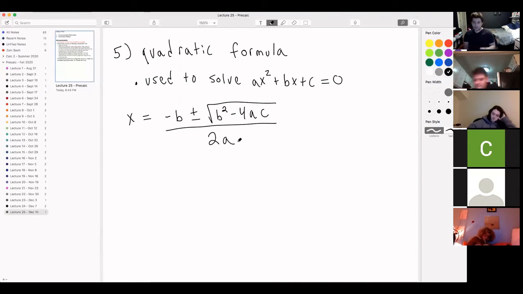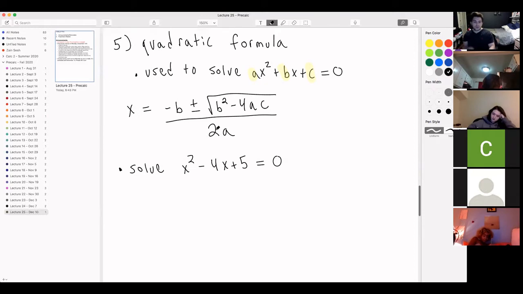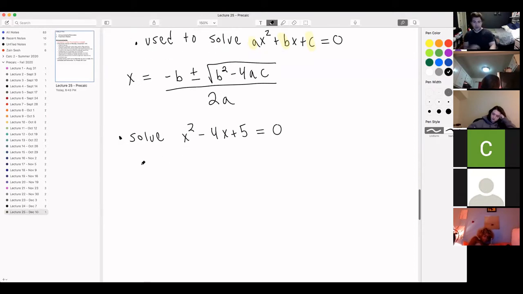So this formula uses the coefficients of your quadratic. All right, very cool. So just a very quick application. Solve x squared minus 4x plus 5 equals 0. To use this formula, we need to identify a, b, and c. So a is the coefficient of the x squared term, so a is 1 here. b is the coefficient of the x term, which is negative 4. And c is the constant term, the term that has no x variable with it. That's 5.